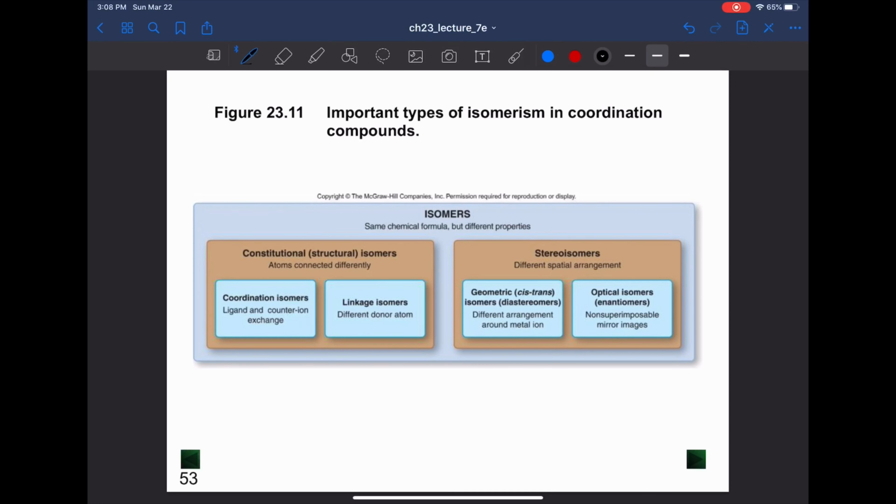So we can classify constitutional isomers as coordination isomers and linkage isomers, and stereoisomers as geometric isomers and optical isomers. The other name for geometrical isomers is diastereomers. The other name for optical isomers is enantiomers.